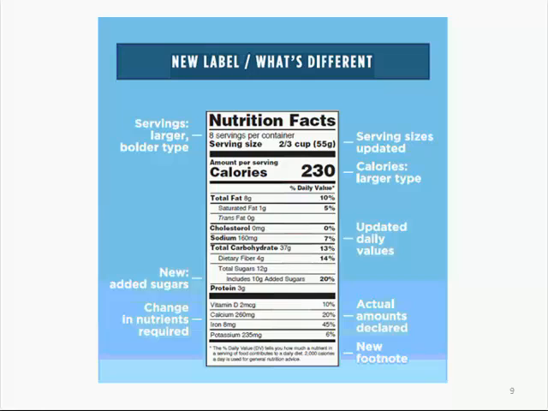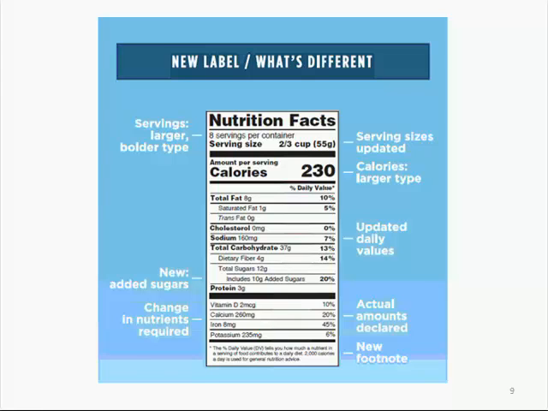Added sugars were added for the first time, and as I said before, the nutrients required were modified to adjust for nutrients of public health need. So now vitamin D and calcium and potassium are required as mandatory elements in the nutrition facts panel, while calcium and iron are still retained from the old label. However, other nutrients that previously had been declared can be declared on a voluntary basis. We also updated the footnote to help consumers better understand how the nutrition facts panel should be used in the context of a daily diet.